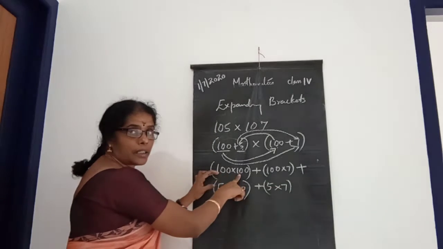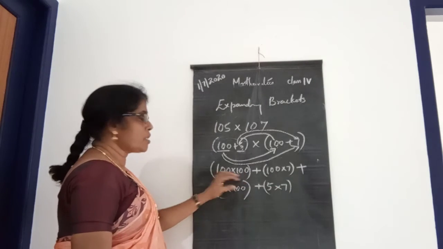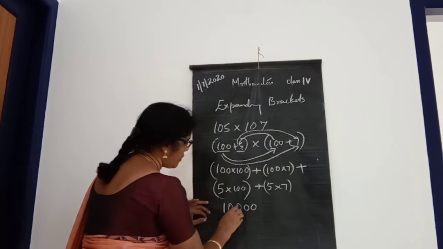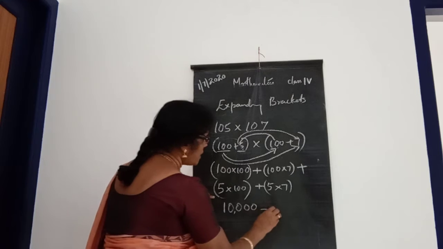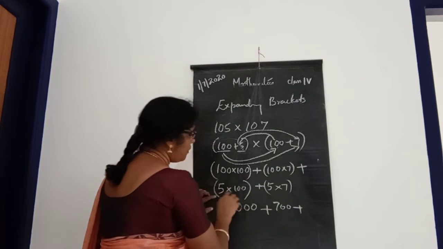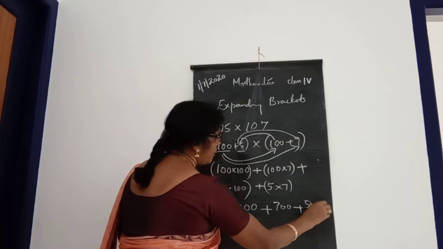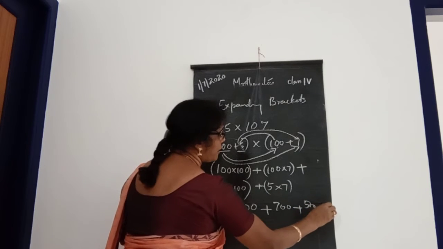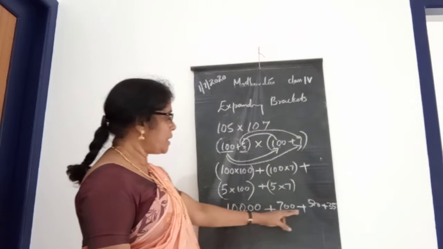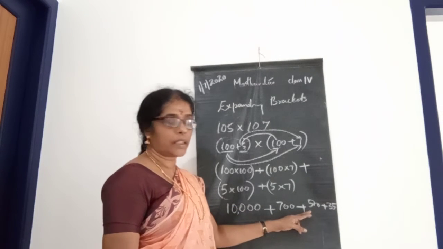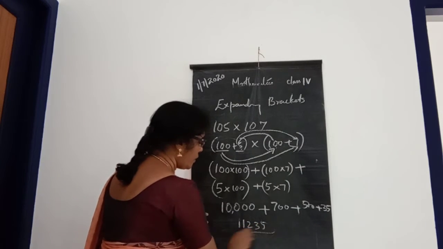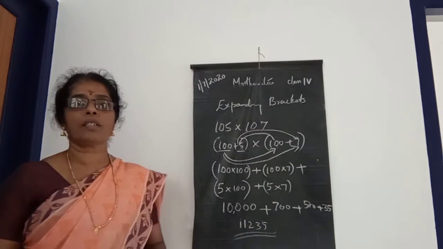100 into 100, how many zeros are here? 4 zeros, isn't it? 1 and 4 zeros is 10,000. 10,000 plus 100 into 7, 700, plus 5 into 100, 500, plus 5 sevens are 35. Yes, 10,000 plus 700 is 10,700, plus 500 is 11,200, plus 35 is 11,235. Okay? Did you understand, children, how it is obtained?